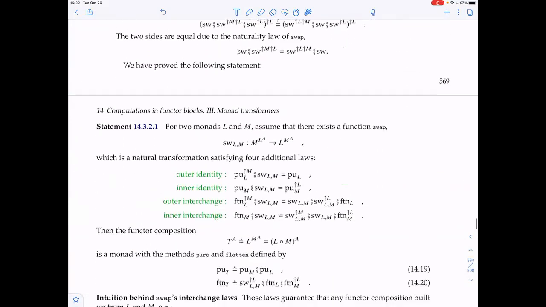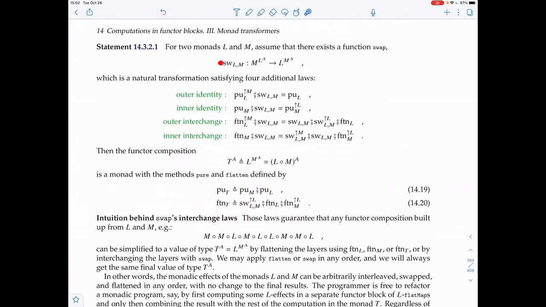So then the result is a statement that if the function swap exists for any two monads L and M, at this point we don't have to distinguish base and foreign monads. So one of them could be base monad and the other foreign monad. If we have a function like this, which satisfies additionally 4 laws, so there are 2 identity laws and 2 interchange laws, which show that somehow this function is well adapted to both monads L and M, then this composition is a monad. It satisfies the laws.